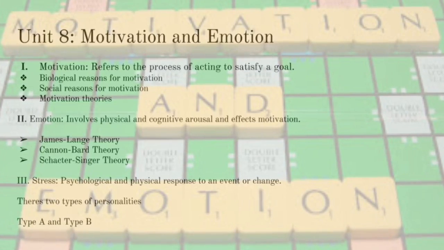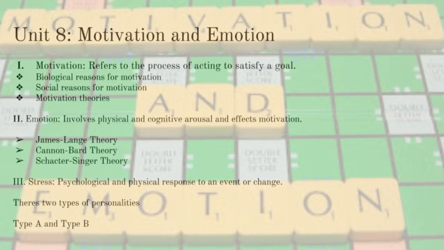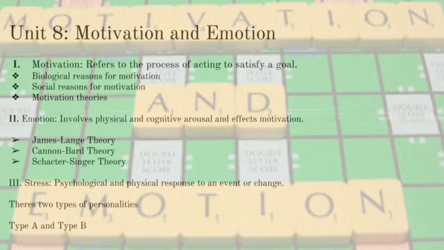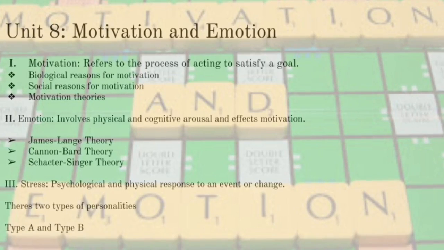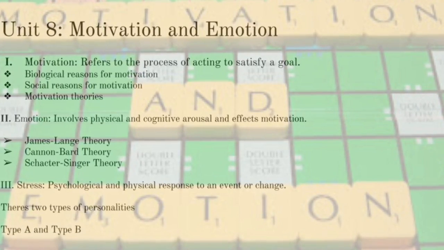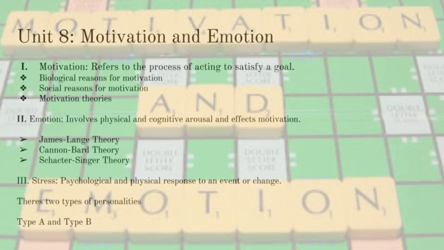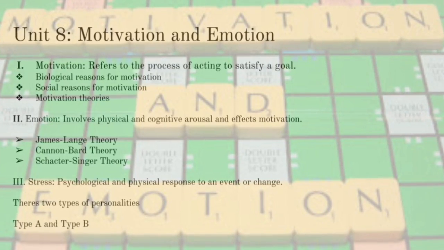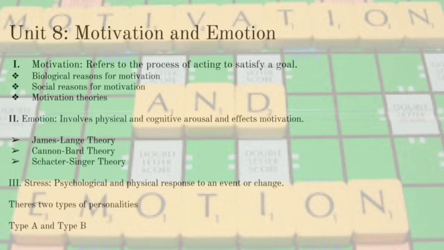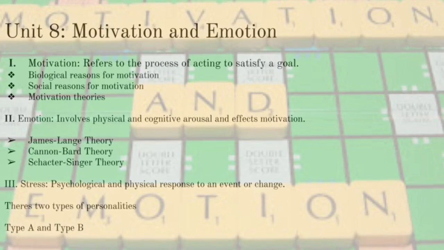Unit 8, Motivation and Emotion. Motivation refers to the process of acting to satisfy a goal. Biological reasons for motivation, social reasons for motivation, and motivation theories. Emotion involves physical and cognitive arousal and affects motivation. James-Lange theory, Cannon-Bard theory, and Schachter-Singer theory.